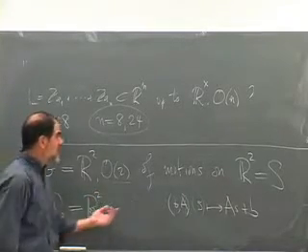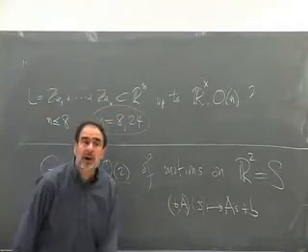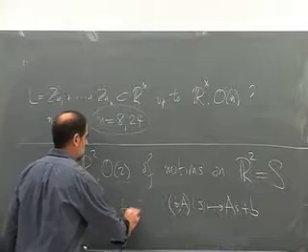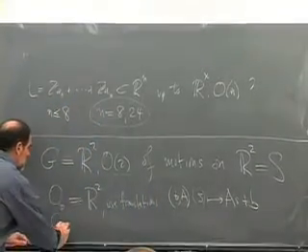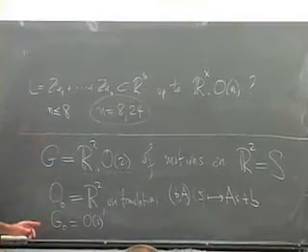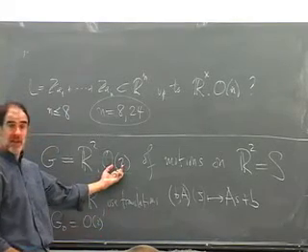Because I can find an element that translates, if I want to get 0 to B, I just use translation by B. And what's the stabilizer of 0? That's the group O2. Those are the linear transformations that fix 0, because no translation fixes it, but everything in here fixes it.